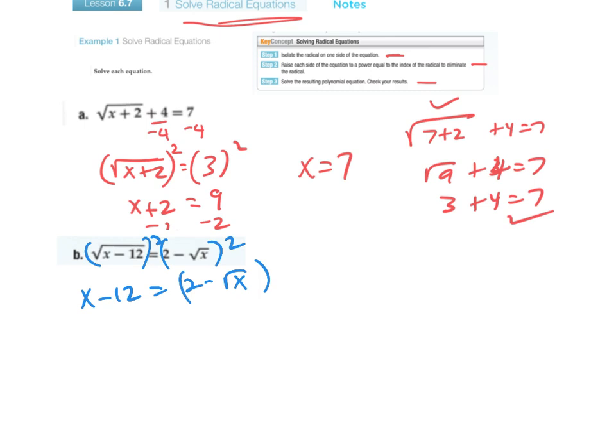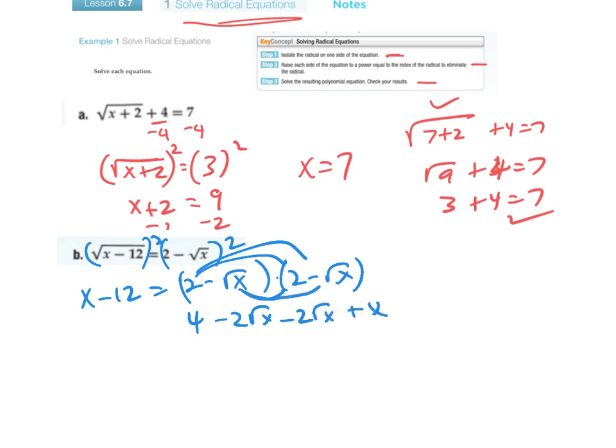So I'm going to take 2 minus radical x, times 2 minus radical x, and I have to FOIL it. So 2 times 2 is 4. 2 times a minus radical x is a minus 2 radical x. And this is a minus 2 radical x, and then radical x times radical x is a positive x. If we combine like terms, we'll get 4 minus 4 radical x plus x.